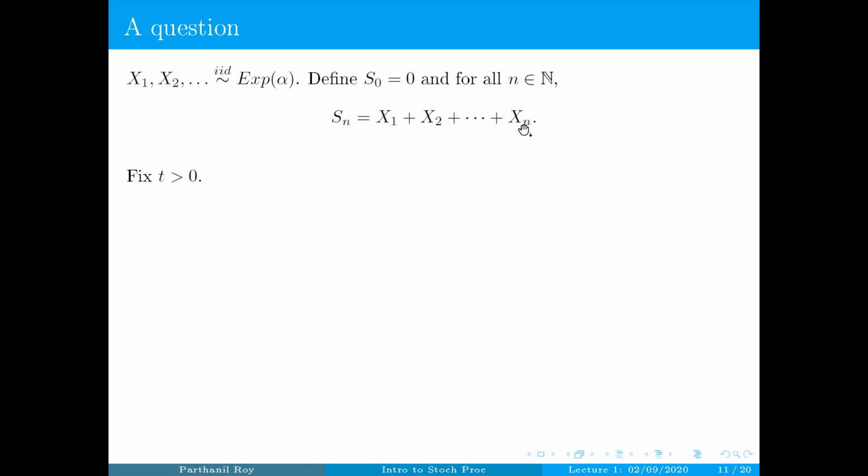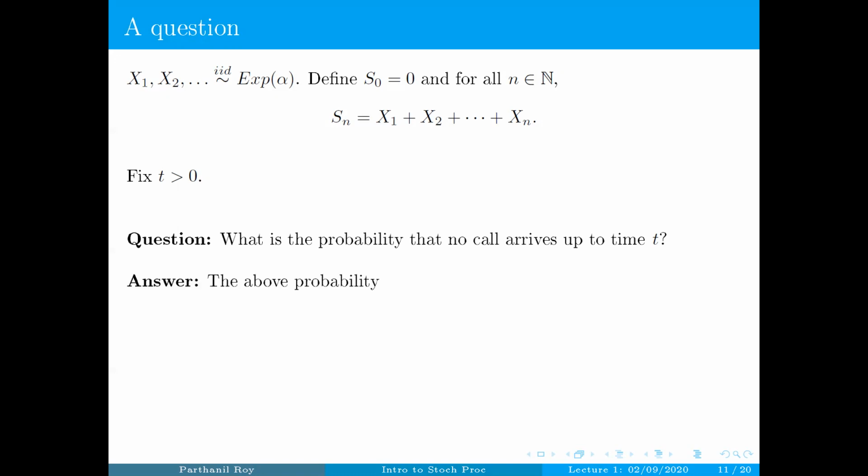Now here is the first question. It's more like a warm-up question. Suppose you fix a t positive. The question is, what is the probability that no call arrives up to time t? This is a very easy question that can be answered in this setup. So this probability is the same as saying that the first call arrives after time t.